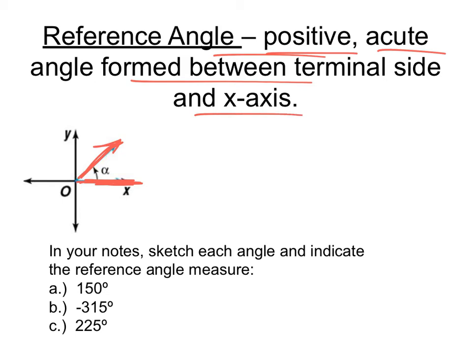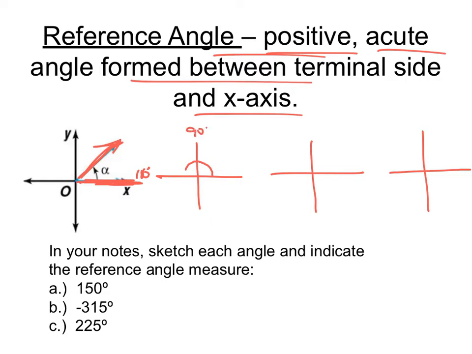So I've got three angles here that I want to find their reference angles for. So I've got three little diagrams on your note sheet. So 150 degrees. All right, so 150 degrees starts at the positive x-axis. It's positive, so I'm coming up around. Here's 90 degrees. And now 180 would be over here if I went around. So I'm shy of 180. So I'm somewhere here. So this is the terminal side. So the reference angle is the acute angle between the x-axis and the terminal side. It's that angle right there.